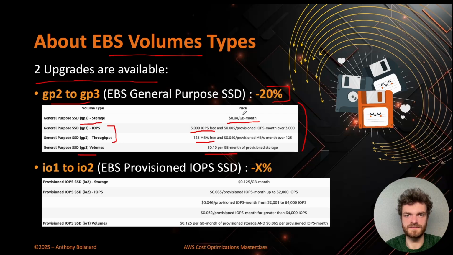most of the cases. For IO1 to IO2, it's kind of the same thing. We don't know the percentage of savings because you have the same amounts here of volumes for IO1 and IO2, but for IO1, you are paying the maximum price for provisioned IOPS per month, which is the same price here for IO2. But if you have more IOPS, you're gonna pay less.